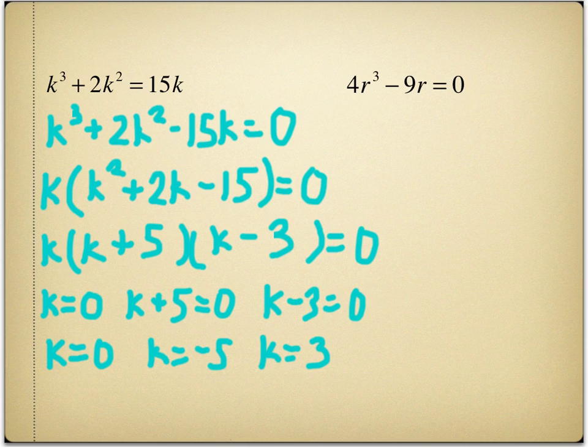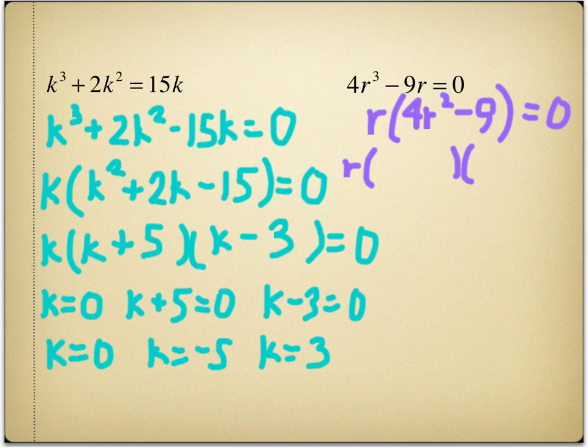All right, and my last one here is sort of the same type of thing. Do you see any common factors here? Yeah, they each have an r. So then I am going to be left with 4r squared minus 9. Can I factor what's in parentheses? Yes, in fact, you may remember this as a special factored form. This is going to be one of these difference of squares. So I'm going to actually get 2r minus 3 times 2r plus 3.